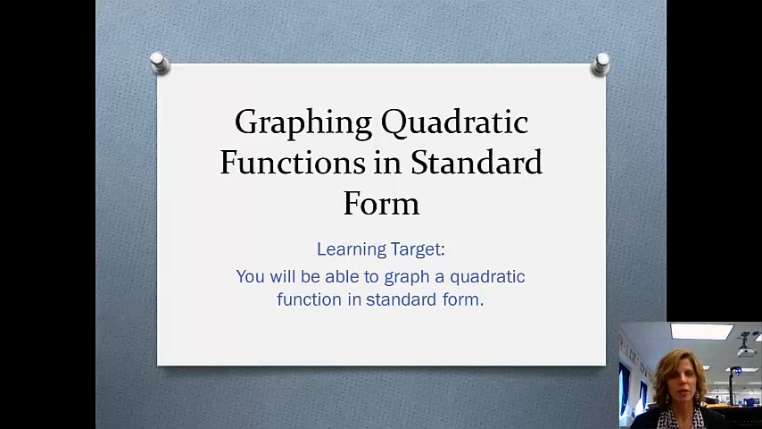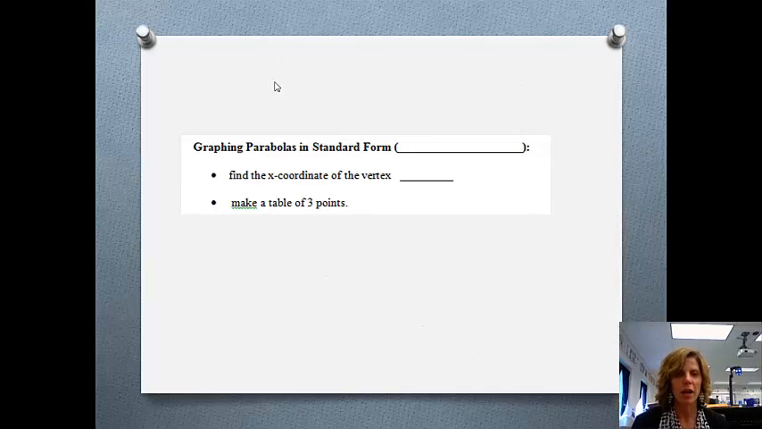Right, we're going to be continuing our study of graphing quadratic functions or parabolas. This time, instead of a function being given in vertex form, it's going to be given in something that's called standard form. At the end of this lesson, you'll be able to graph a quadratic function in standard form. All right, first of all, let's figure out what standard form is.